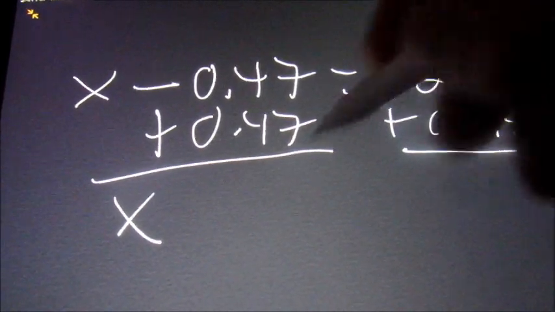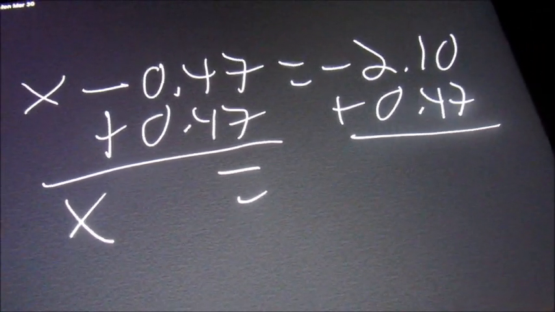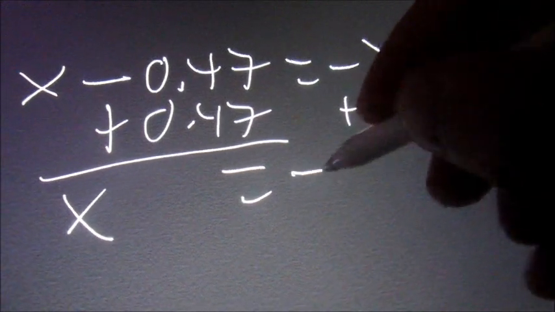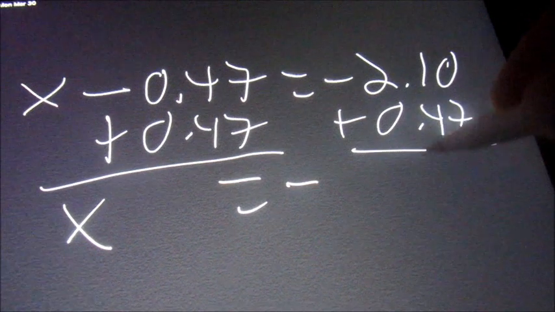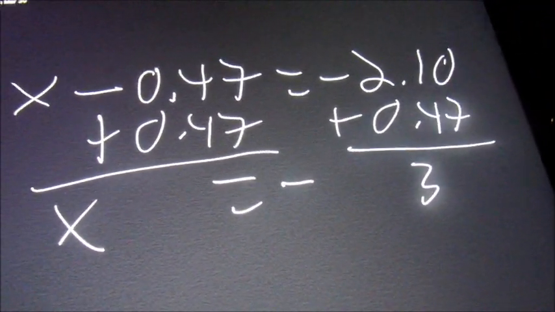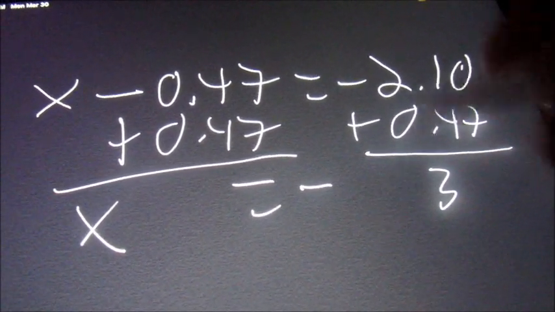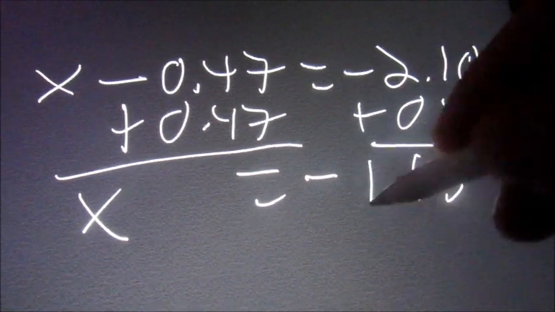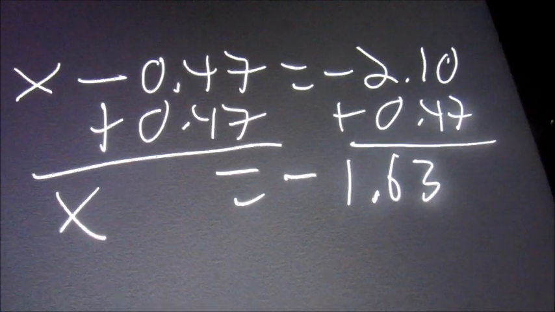We have x plus 0.47 equals negative 2.10, so we're going to have a negative. 0 minus 7 is 3. 10 minus 7 is 3. 10 minus 4 is 6. That's where our decimal will be, and we're left with a 1. So negative 1.63.